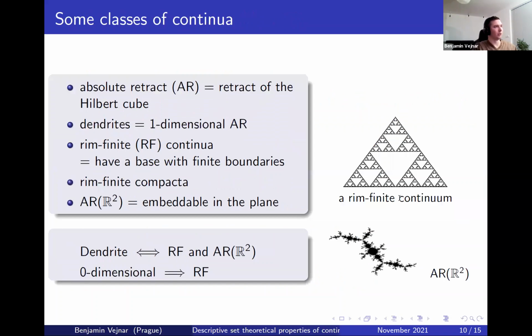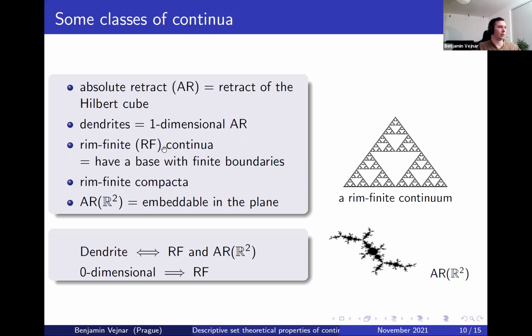Okay, so now I need to recall some topological classes. So I already talked about absolute retracts. So these are retracts of the Hilbert cube. Yesterday I was talking about dendrites. Well, these can be characterized as being one-dimensional absolute retracts. Okay, so we just consider absolute retracts, but in dimension 1.